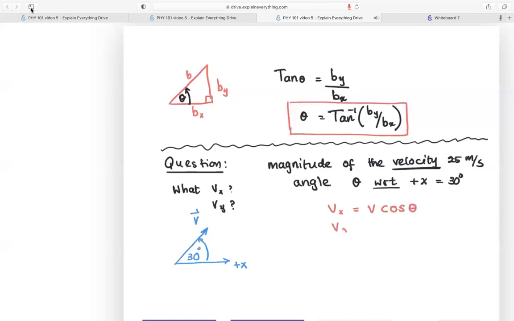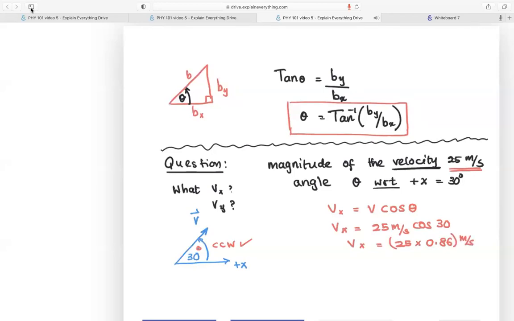So let's substitute what we know. V equals 25. That is the magnitude right over here. That gives the size of that vector, which is the magnitude. And then the cosine theta. Cosine theta in this case is cosine 30. We just check that it is measured with respect to the positive x-axis going in the counterclockwise direction. So that's checked. And using this, you can find Vx equals 25 times cosine 30, which is 0.86 roughly, and the unit goes as meters per second.